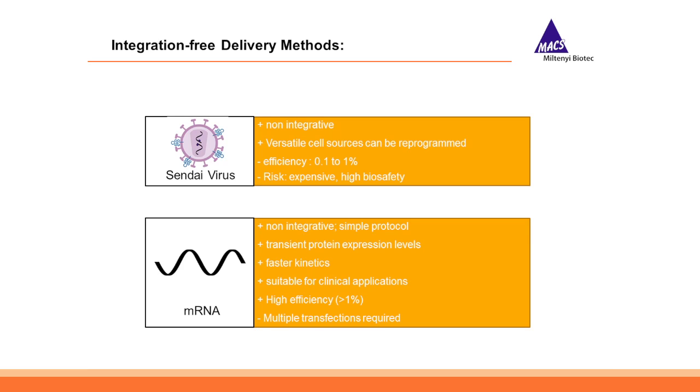The Sendai virus, which acts exclusively in the cytoplasm of cells and cannot enter the nucleus or alter host chromosomes, and it is therefore fundamentally free of the risk associated with conventional viral vectors. Sendai viral vectors also reprogram cells with high efficiency. The disadvantage of using Sendai virus is that they have relatively high costs compared to other methods.